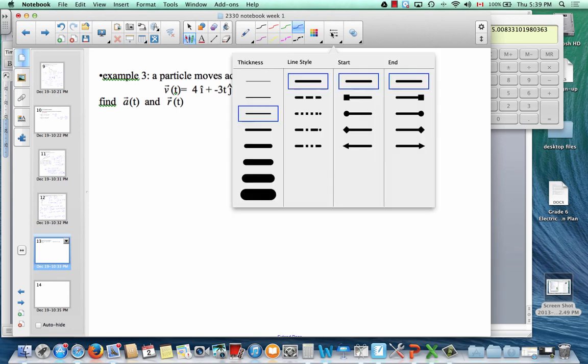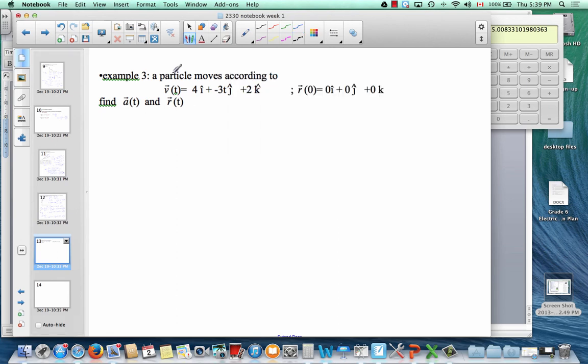Okay, so hopefully you had a chance to give this a try now. Let's look at the solution. The acceleration, of course, will just be the derivative of velocity. So differentiating, you just get nothing i minus 3j and then nothing k. So that's the acceleration function.